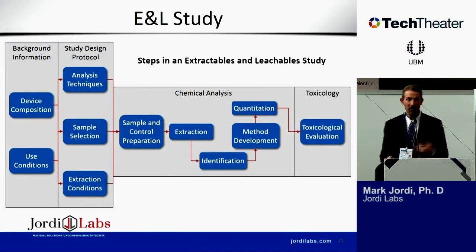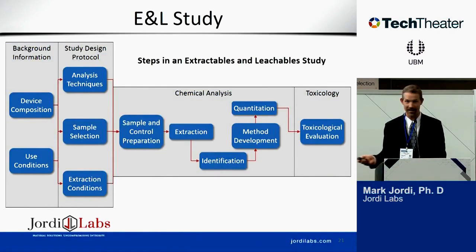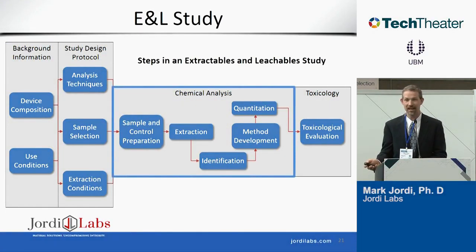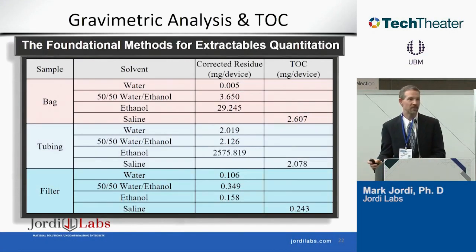So now that we have chosen the conditions we're going to use for our study, the next step is to actually perform the study. And we can advance the slide again, please. So this is the first slide of the actual results of our analysis of this bioprocess system. And these are the gravimetric and TOC results. And what you'll see here is that generally in our extractions, we saw low milligram quantities of extractables in this particular case. We did have one exception, though.